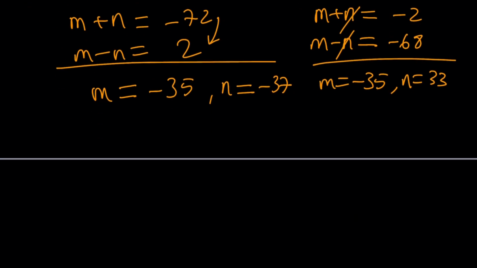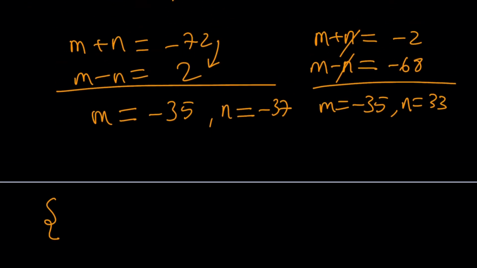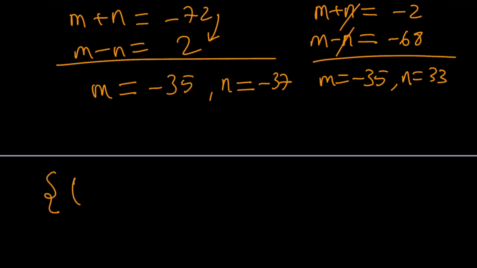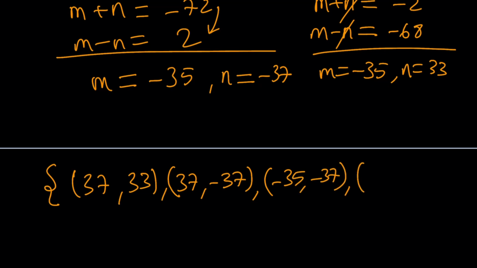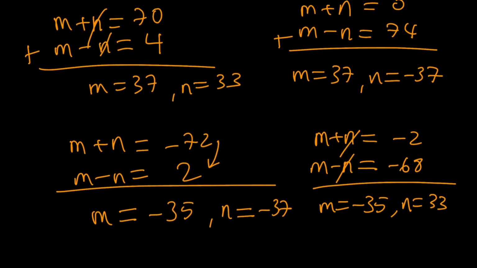Let's go ahead and list all these solutions as ordered pairs, m comma n. It's going to be 37 comma 33. And then it's going to be 37 and negative 37. And then we have negative 35 and negative 37. And we have negative 35 and 33. Is there some type of symmetry? Well, looks like when m is 37, there are two different values, and when m is negative 35, there are two different values for n. That gives us 4 possible ordered pairs.